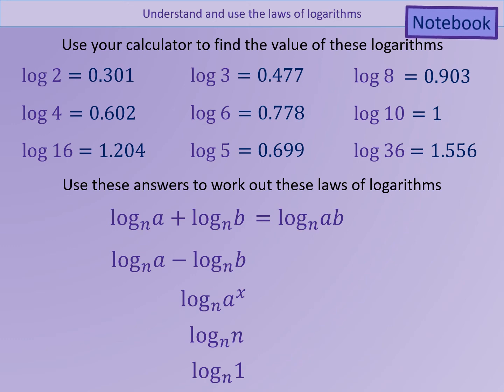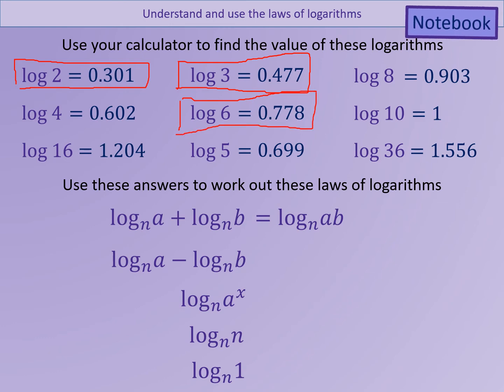And to demonstrate that, let's have a look at just one example. So log to base 2 is 0.301. If I was to add on log 3, which is 0.477, then that acts in the same way as log to base 10 of 2 times 3. Now 2 times 3 of course is 6, and if you look at the value of log 6, you can see that it's the same as the values of log 2 and log 3 added together.